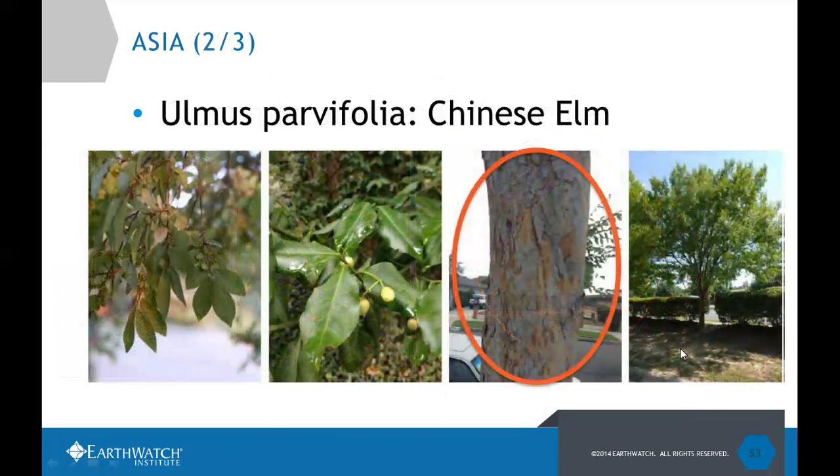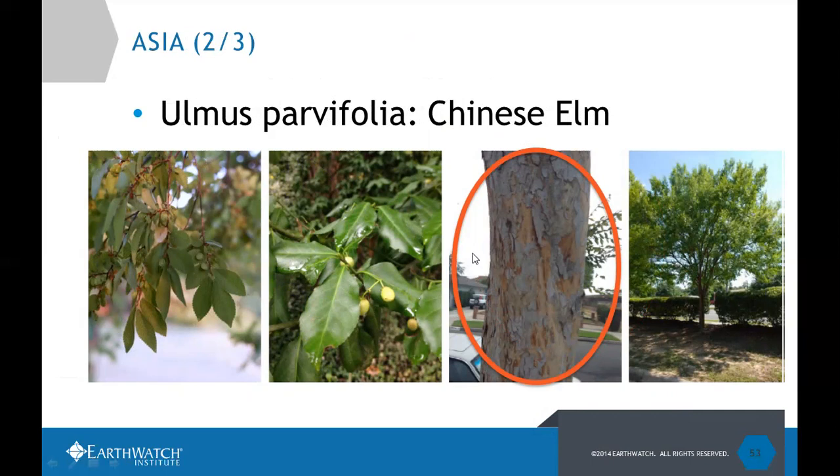Another Asian species on our list is the Chinese elm. Elm trees are fairly common, so it's very easy to take a look at a tree and notice that it's an elm. It's got these waxy, wrinkly leaves associated with it, very oblong shaped. It also has tiny pods along the inside of the leaf, so if it's fruiting, that's a good indicator as well.